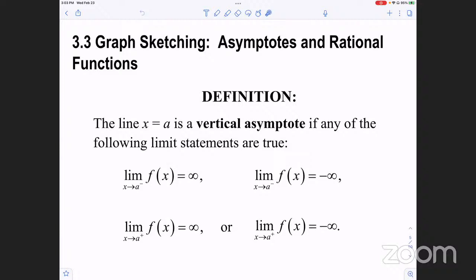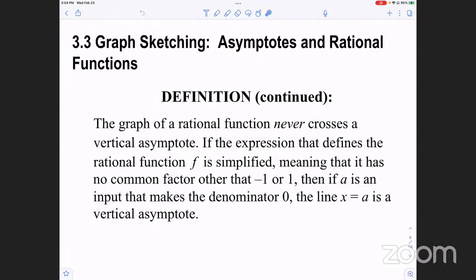So the limit as x approaches a from the left of f of x equals infinity. Okay, so vertical asymptote. As x approaches a coming from the left, the y goes to infinity. As x approaches a from the left, the y goes to negative infinity. As x approaches a from the right, the y goes to infinity. As x approaches a from the right, y goes to negative infinity, right? So as x approaches some number, either from the left or the right, if y goes to plus or minus infinity, then that means we have a vertical asymptote.